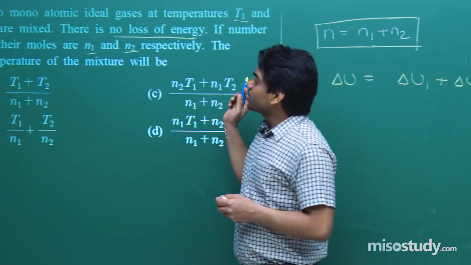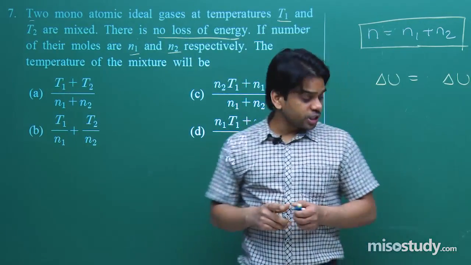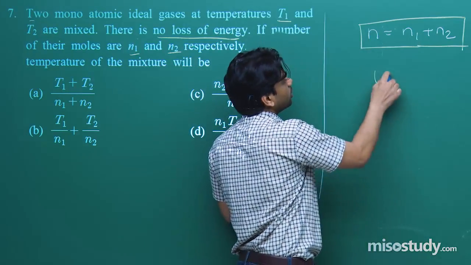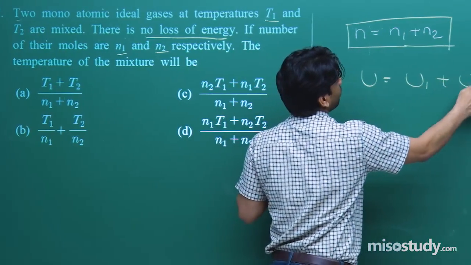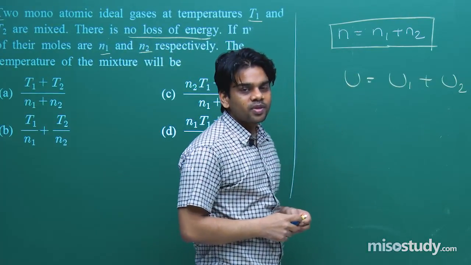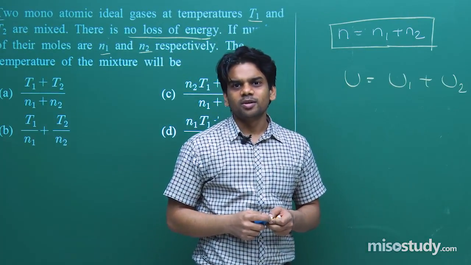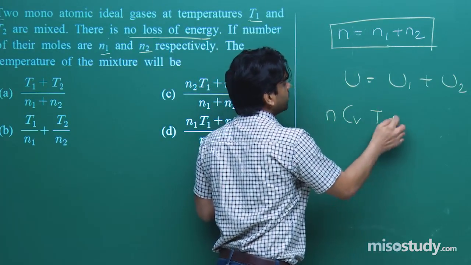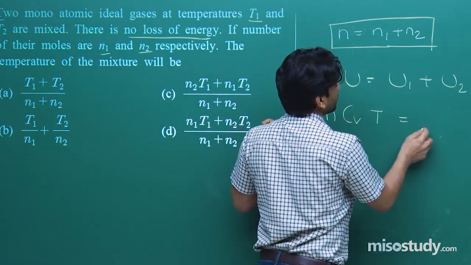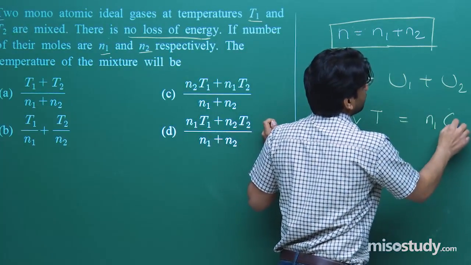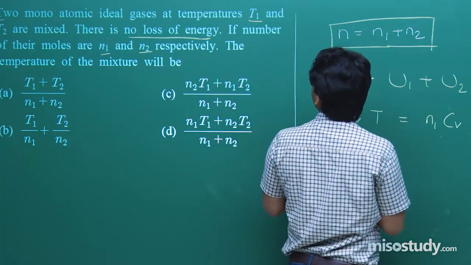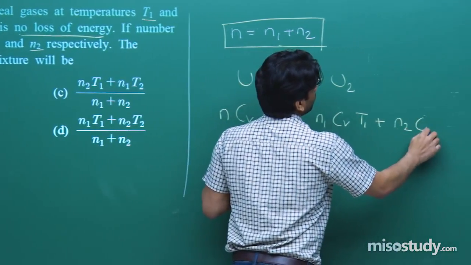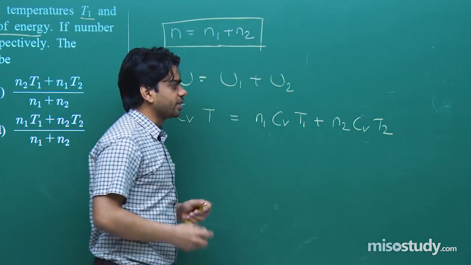Next, the temperature of the mixture we want to comment on, and the change in internal energy is not required. You can write down that the internal energy of the mixture is equal to the internal energy of each of the gases. We all know that internal energy can be written in terms of CV. So N CV T is equal to N1 CV T1 plus N2 CV T2. It says the two are monatomic ideal gases, so CV will be the same. We can comment in this way.